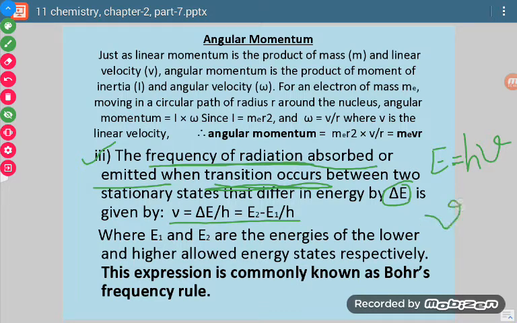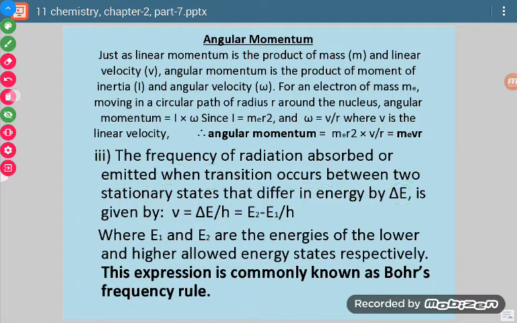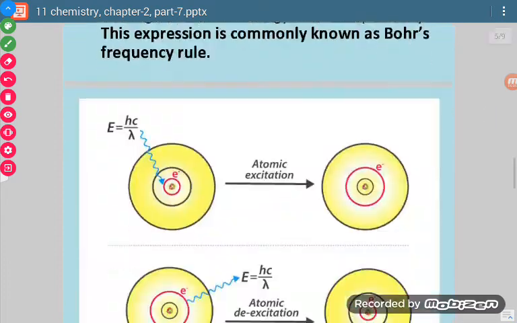Now nu is equal to E by h. Here E is the change in energy, delta E, which is the difference in the energies of the two levels where the transition occurs. So nu is equal to delta E by h, where delta E is E2 minus E1, higher energy minus lower energy. This way we get the frequency of radiation. This expression is known as Bohr's frequency rule.